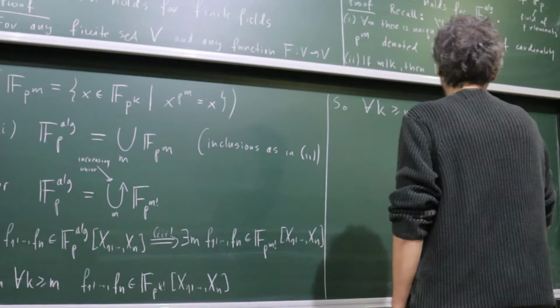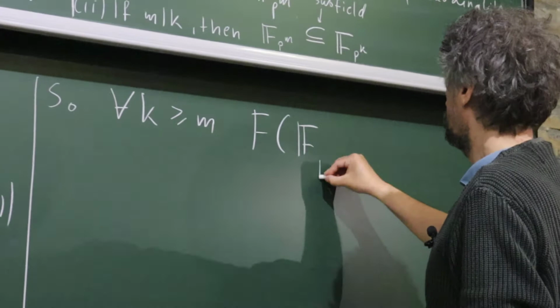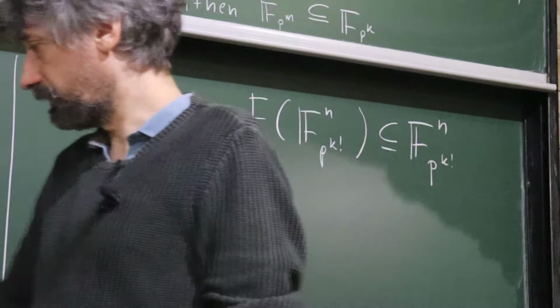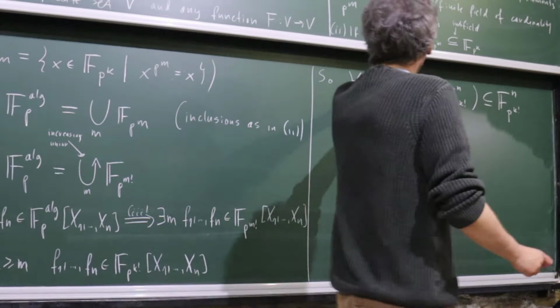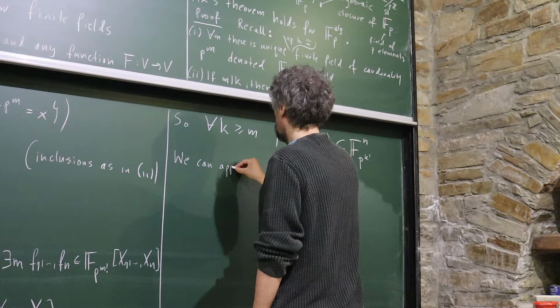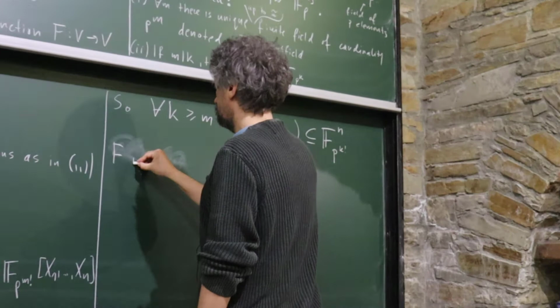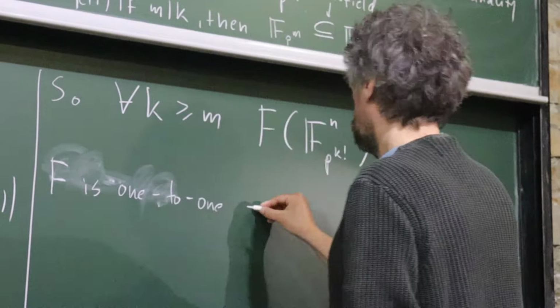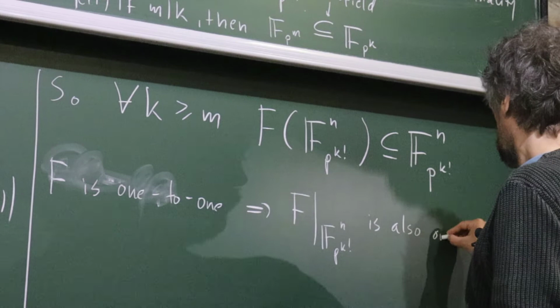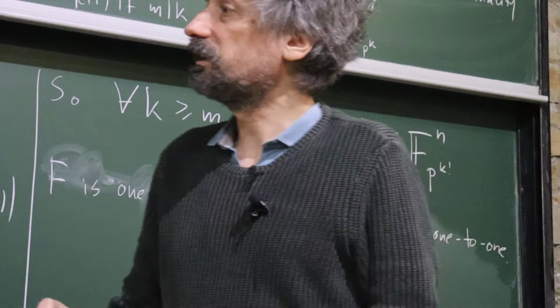So the function f takes the same field, because everything is happening always on the same field for this chosen k, which is at least m. And of course, since f is one to one, then f restricted to this is also one to one. So we can apply step 1 to see that this function is onto.